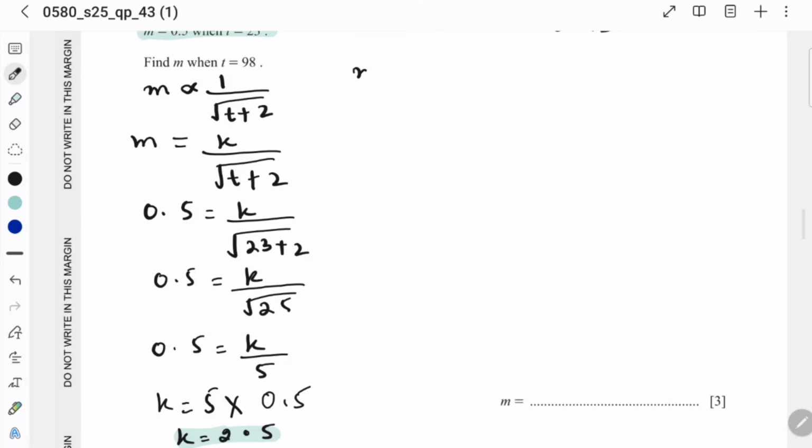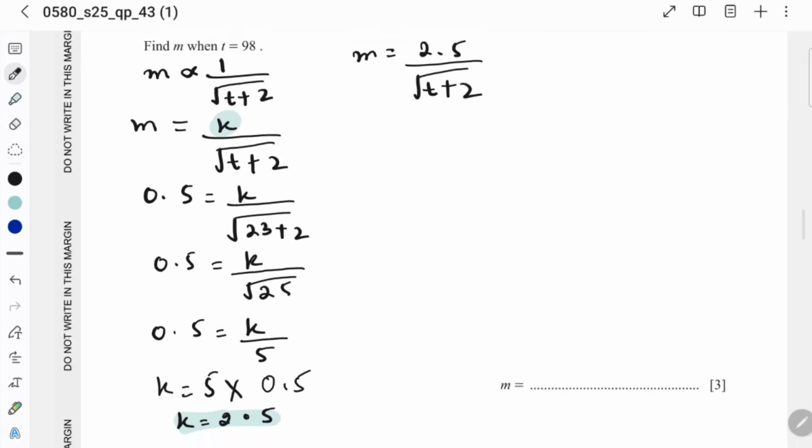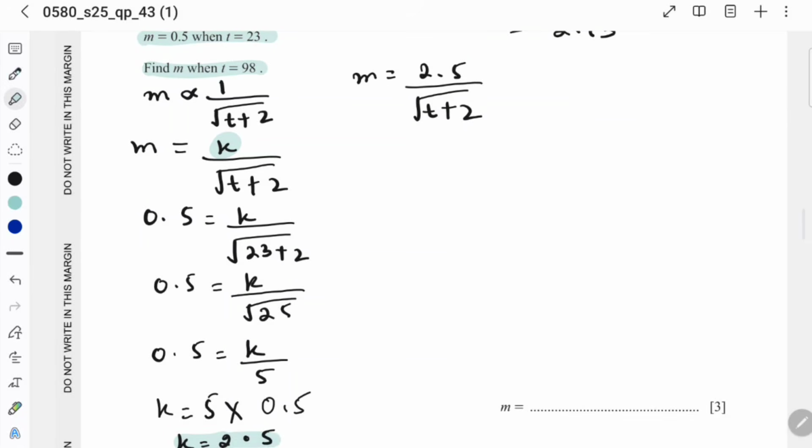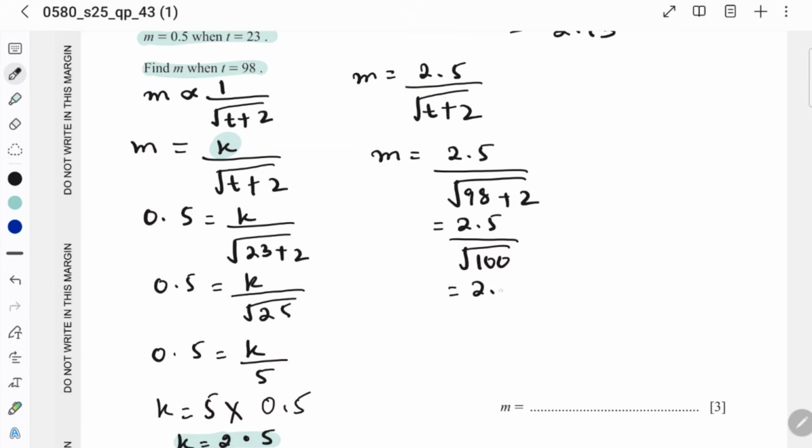Substitute k here, M is equal to k upon square root of t plus 2, so 2.5 upon square root of t plus 2. Now what is required here? Find the value of M when t is equal to 98. 98 plus 2 means 100. Square root of 100 means 10. 2.5 upon 10, and 2.5 upon 10 means 0.25 or a quarter. You can write either answer, 0.25 or a quarter. Now this was a 3-mark question.